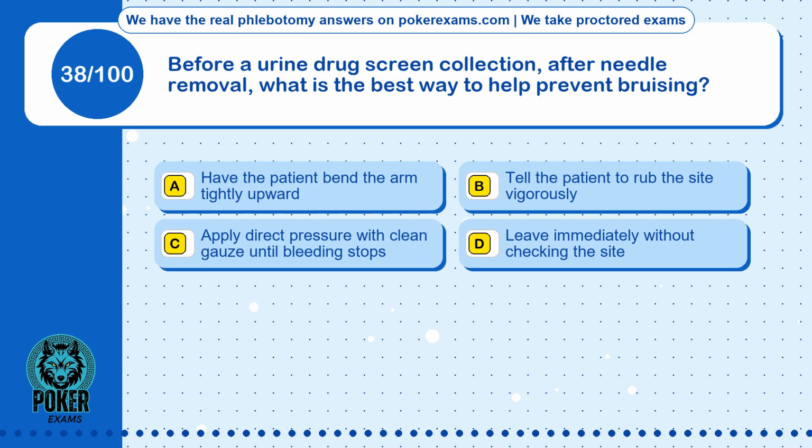Question 38. Before a urine drug screen collection, after needle removal, what is the best way to help prevent bruising? Option A. Have the patient bend the arm tightly upward. Option B. Tell the patient to rub the site vigorously. Option C. Apply direct pressure with clean gauze until bleeding stops. Option D. Leave immediately without checking the site.